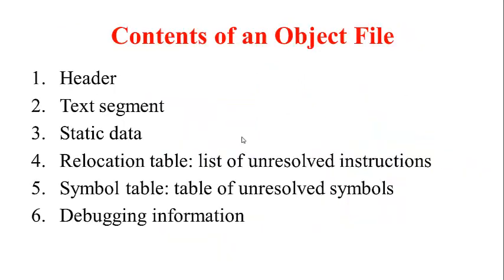Strictly speaking, what an assembler does is take an assembly language file and turn it into an object file. After that, it's the job of the linker. So let's now look at the contents of an object file.